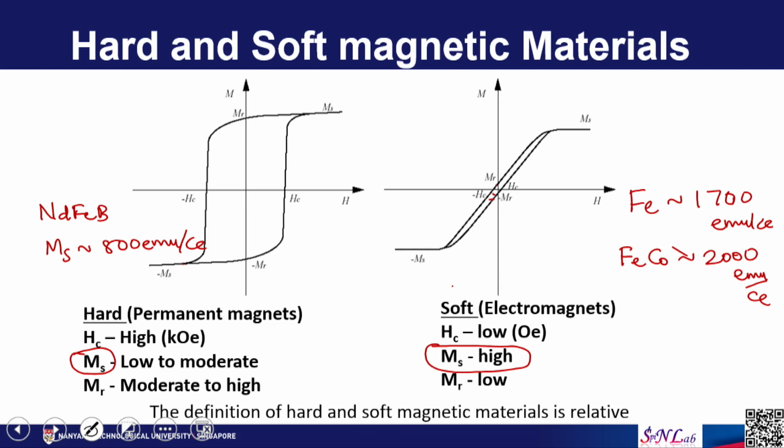I told you that the old speakers have a black magnet. Those are ferromagnetic materials, they are hard magnetic materials, and their MS will be only around 300 emu per cc, something like that.